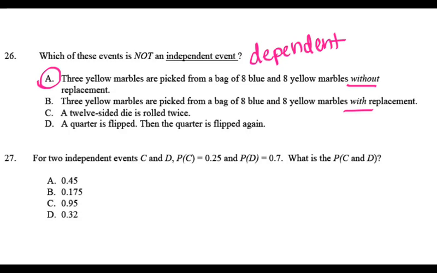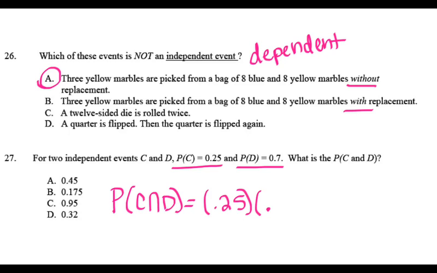27, for 2 independent events C and D, the probability of C is 0.25, probability of D is 0.7. What is the probability of C and D? So another way to write this is with the set notation. So C and D is the intersection. So the probability of C and D, since they are independent events, you can multiply your 2 probabilities together. So you have 0.25 times 0.7. Getting my calculator. Gives you 0.175. So the correct answer for that is B.